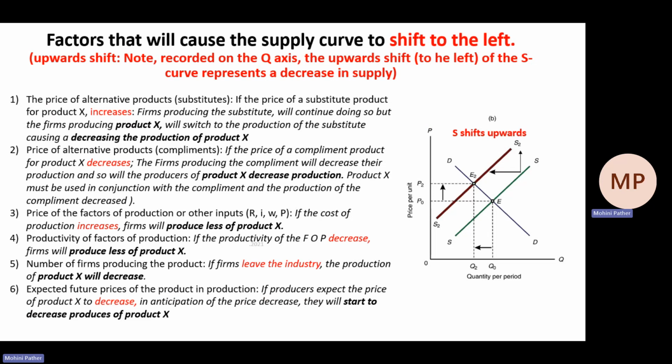Factors that will cause the supply curve to shift to the left. Okay, again, just a quick rundown, but I will make these slides available to you so that you can also go through this and make your notes from it. So the price of alternative products like substitutes. If the price of product X increases, so again, here's where tea gets more expensive, then firms will start producing the substitute and will continue to do so.